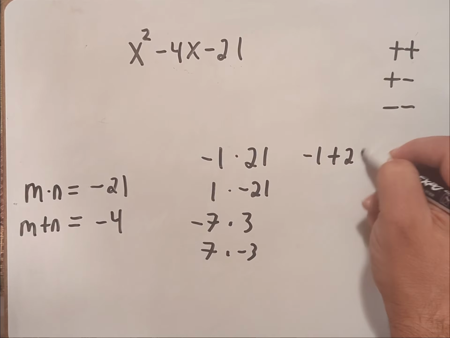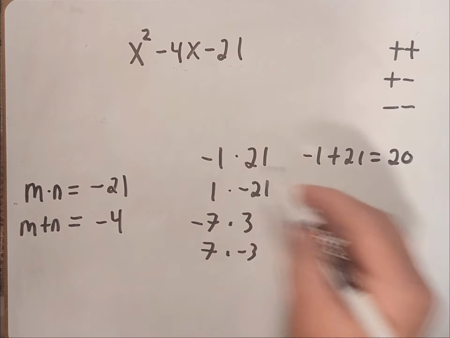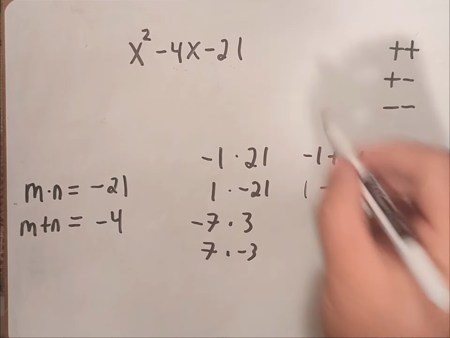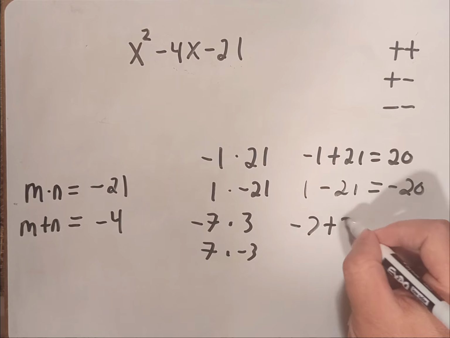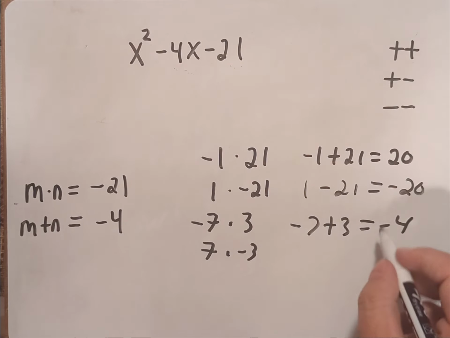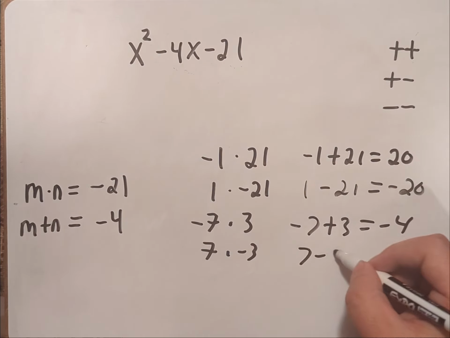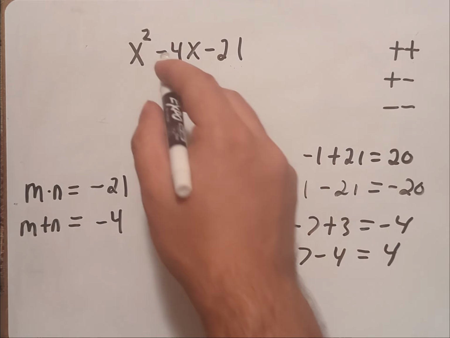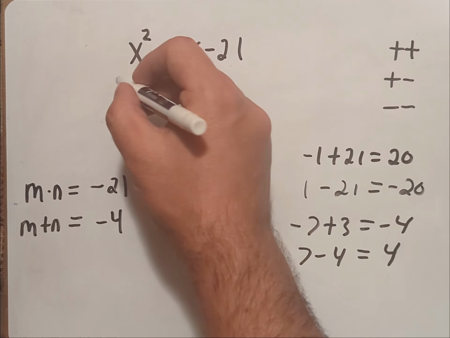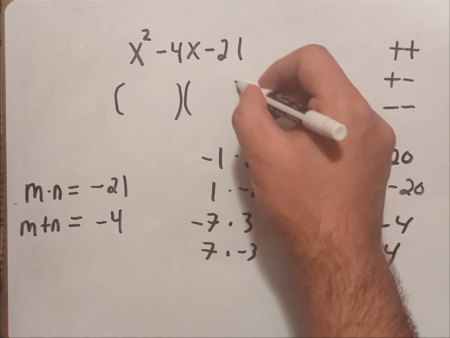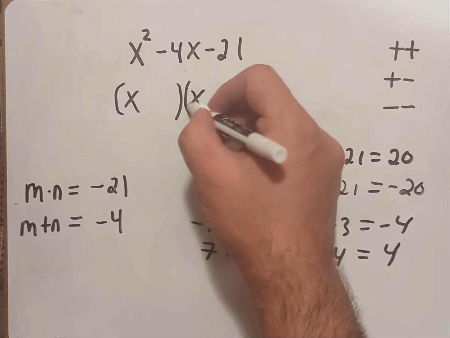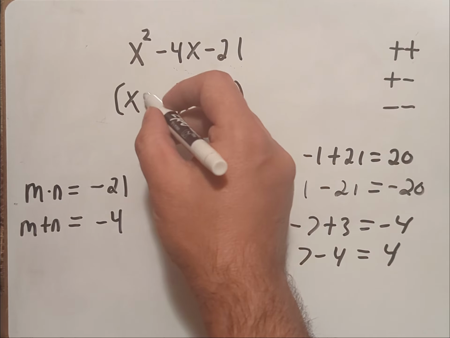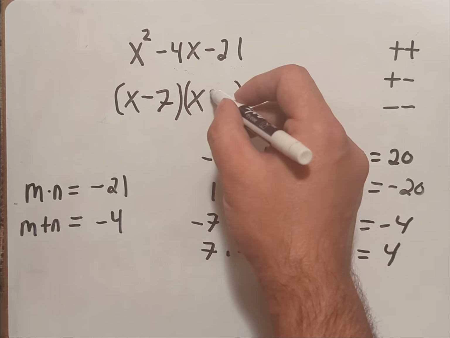Negative 1 plus 21. This is not our middle term. This one works out, and just to finish it, so if you ever get a positive 4 and it's negative, you know just to flip the signs. So that tells us we can write it like this. We always know what goes up front, x, because x times x is x squared. And then we pick our two numbers. We said it was negative 7 and positive 3.